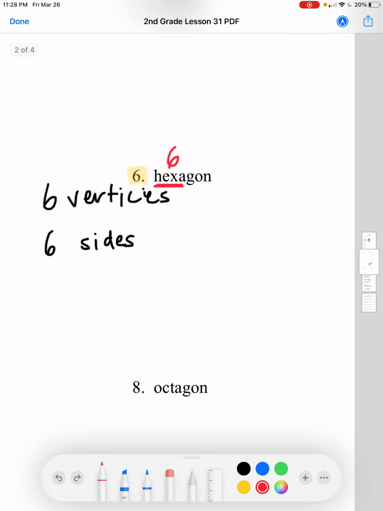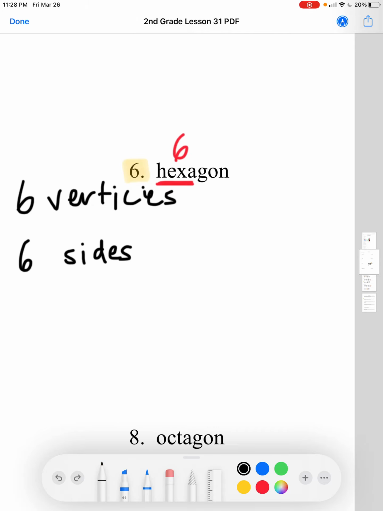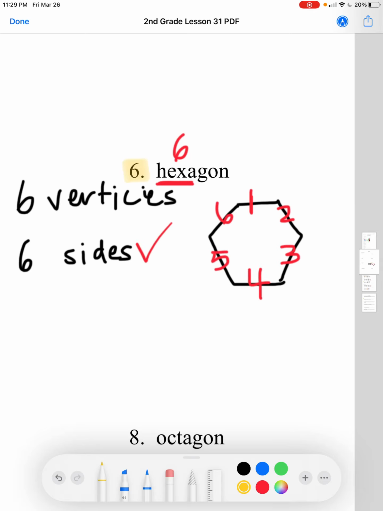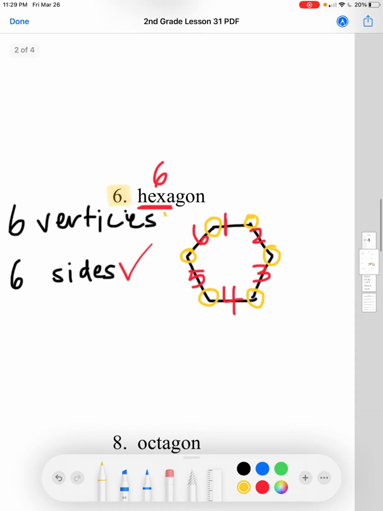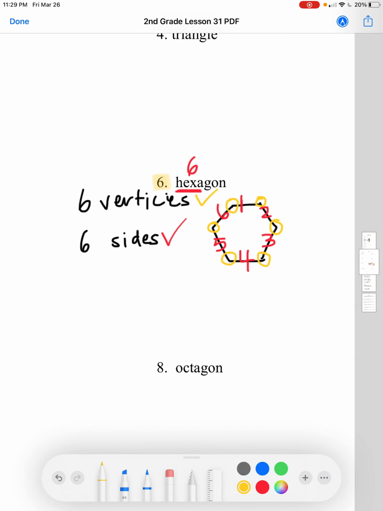And now we just need to draw a shape that has 6 vertices and 6 sides. So typically they're going to look like this. If you look here, we have 1, 2, 3, 4, 5, 6 sides, so check. And then we have 1, 2, 3, 4, 5, 6 vertices, so also check. So now we know that we drew a hexagon.